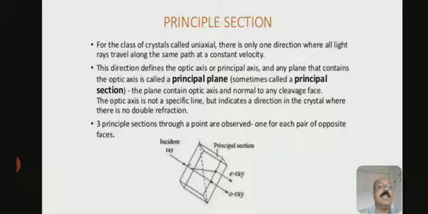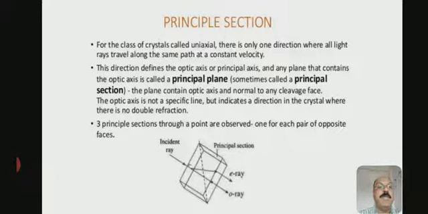What is the principal section? For a class of crystal called uniaxial, there is only one direction where all light rays travel along the same path at a constant velocity. This direction defines the optic axis or principal axis, and any plane that contains the optic axis is called a principal plane. Sometimes it is called the principal section.